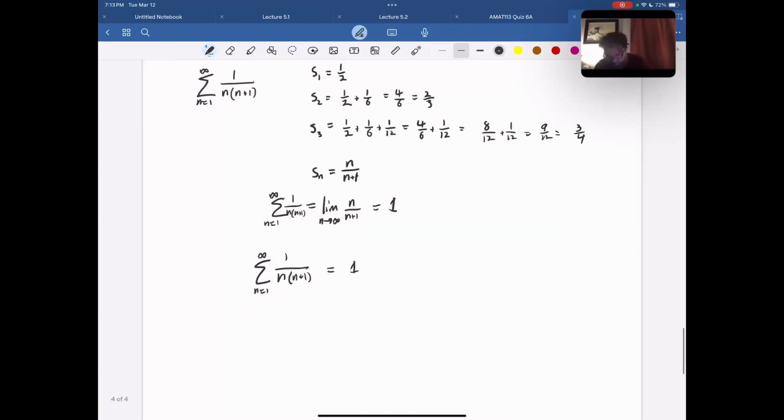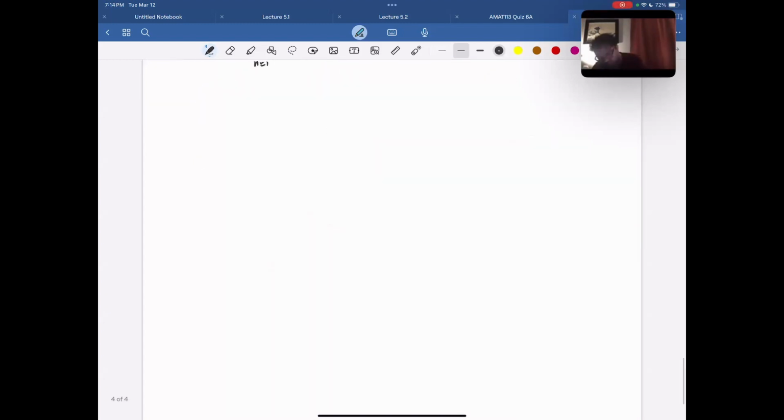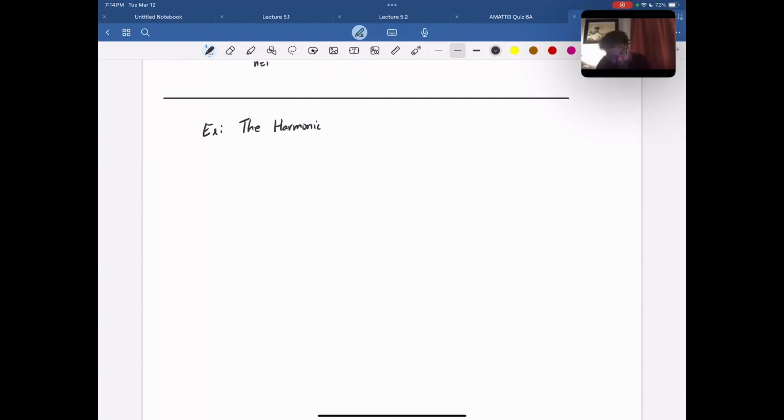Now I want to talk now about maybe one of the more fascinating accounts of a divergent series. Right, and that is the harmonic series.